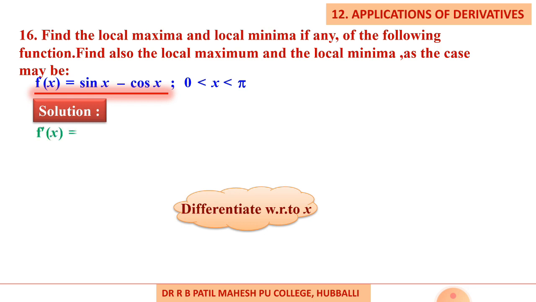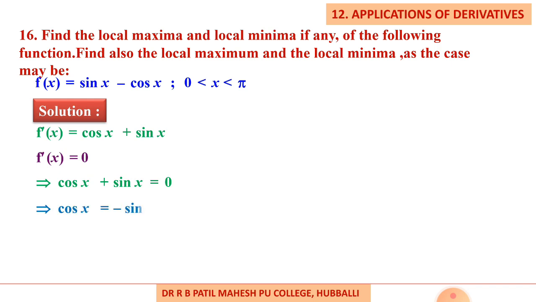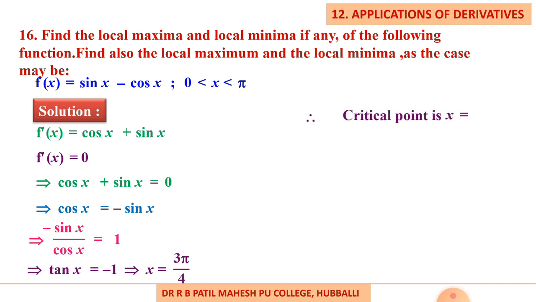First differentiate the given function with respect to x, we get cos x plus sin x. Then f dash of x equal to 0, we get cos x plus sin x equal to 0, that is cos x equal to minus sin x, that is sin x divided by cos x equal to minus 1, that is tan x equal to minus 1, and here x is greater than 0 and less than pi, means here x equal to 3 pi by 4. So therefore the critical point is x equal to 3 pi by 4.